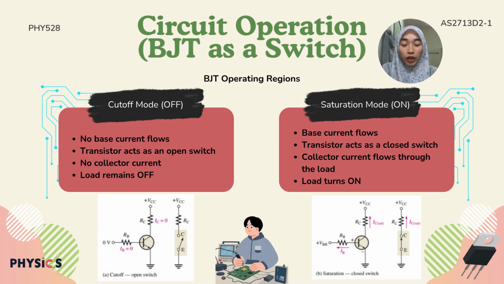On the other hand, we have saturation mode, which is the on state. This occurs when a sufficient input voltage is applied, causing a robust base current flow. This current activates the transistor fully, making it act like a closed switch. With the circuit path closed, a maximum collector current flows freely through the system, supplying full power to the load and turning it on. By cleanly toggling between these two modes, the BJT functions perfectly as a digital switch.